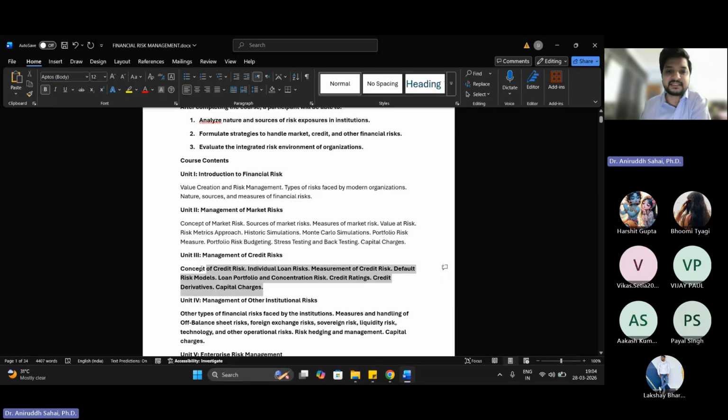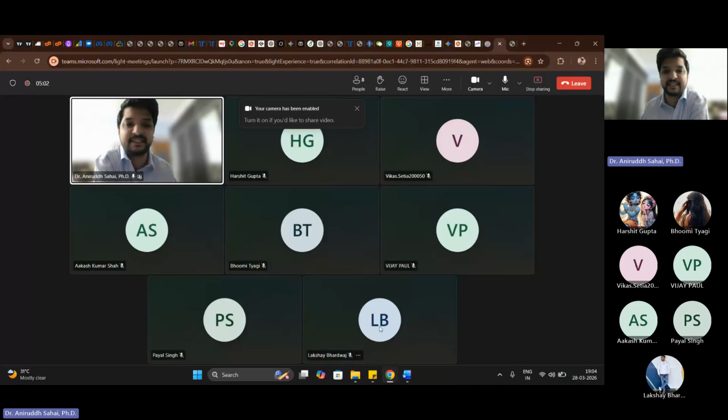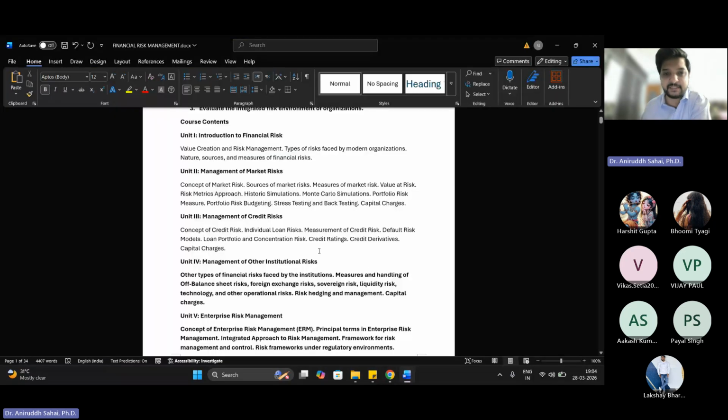The second unit is about market risk, a variety of market risks. How do we again measure and tackle these different kinds of market risks? As we know, market risks are not completely under our control, but we can still take some measures to control them, to keep them up to a certain limit only.